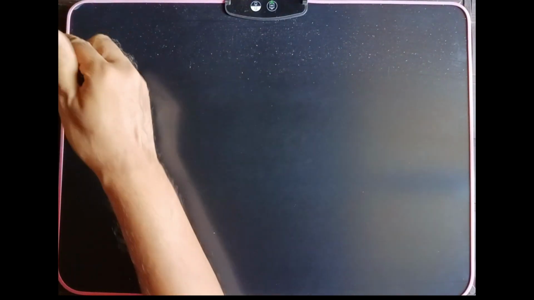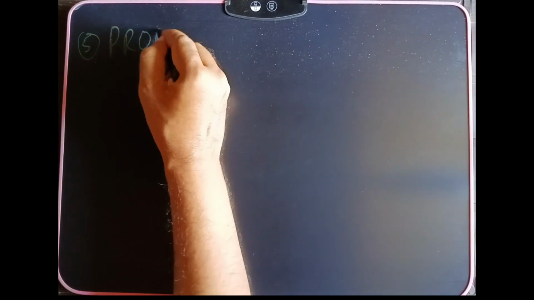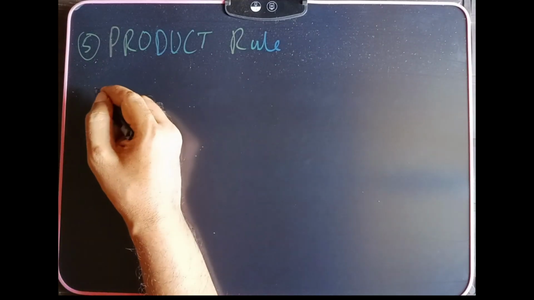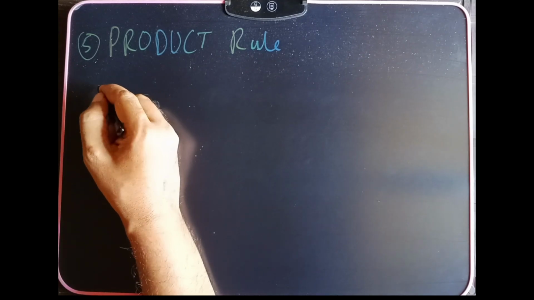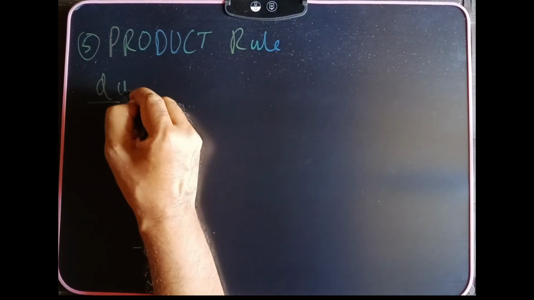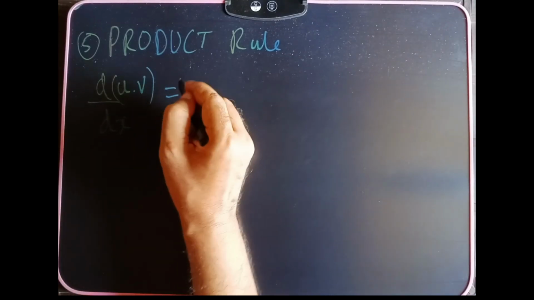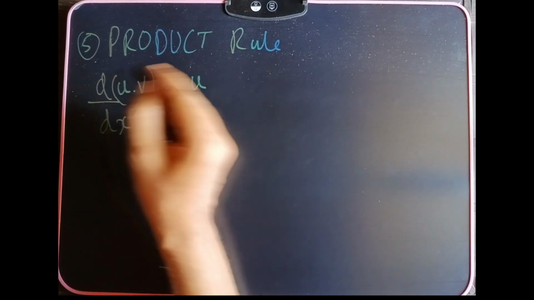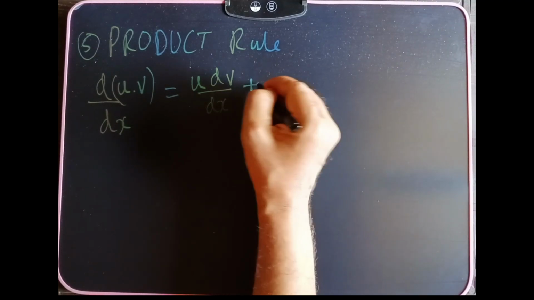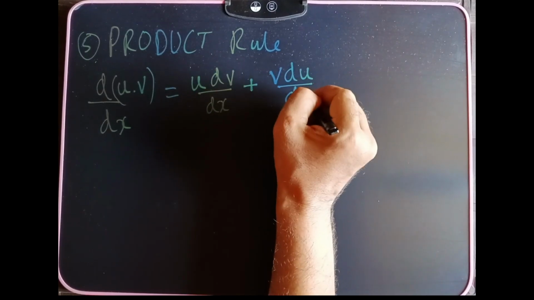The fifth rule is the product rule. In the product rule, we have two functions of x, u and v, and you need the derivative of their product with respect to x. This can be written as: first u, as it is, times the derivative of v with respect to x, and then you add v times the derivative of u with respect to x.